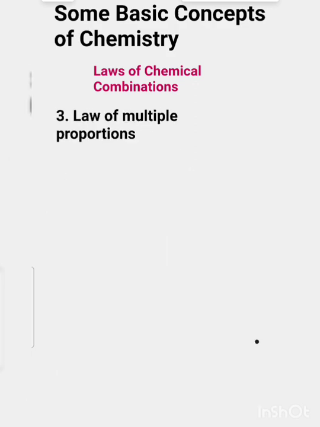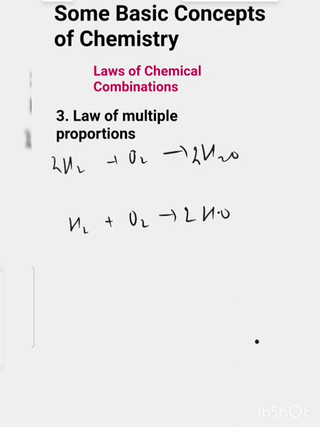So our third law is the law of multiple proportion. What does this law say? It says that suppose we have a reaction H2 plus O2 giving H2O. Let us balance this equation: this is O and this will be 2. So yeah, it is balanced. In another reaction we have H2 plus O2 giving us hydrogen peroxide.